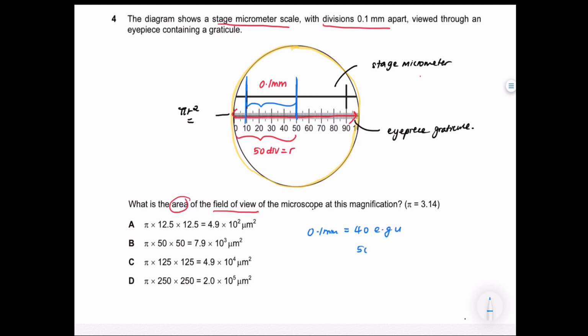So to find out 50 eyepiece reticle units, which is the radius, what is the actual size? The answer will be 0.125 mm. But looking at the answers, I know that the expectation is in micrometer. So times 1000, I will be getting 125 micrometer. So apply this information into the formula. I will have pi r square, so pi, and my r is 125 micrometer, squared. This will be my final answer.